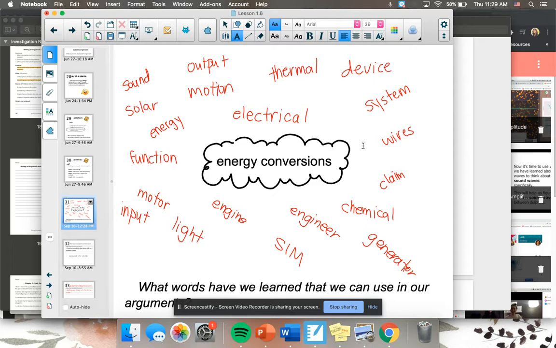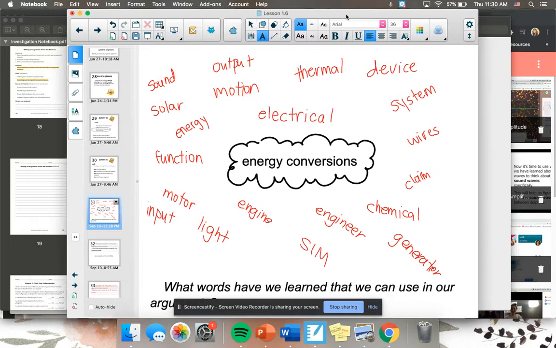So they were able to give me words like sound energy, thermal energy, light energy, electrical energy. Those were different types of energy we talked about. We talked about the words motion, output, input, an engine, generator, chemical energy, and so on. These were some words that I had them help me brainstorm. And then I like to keep these posted somewhere so that when they're writing, they can look up there and try to use those words and put them into sentences and organize them.